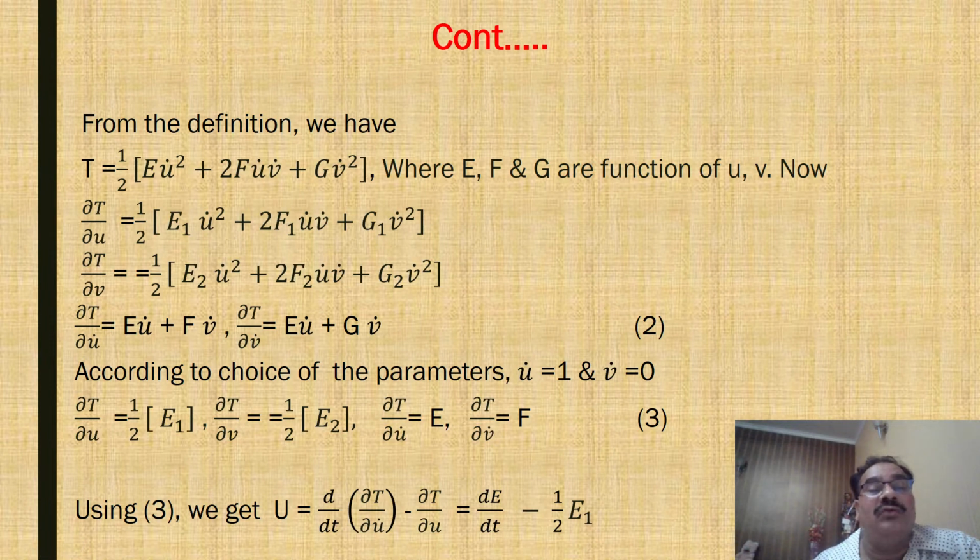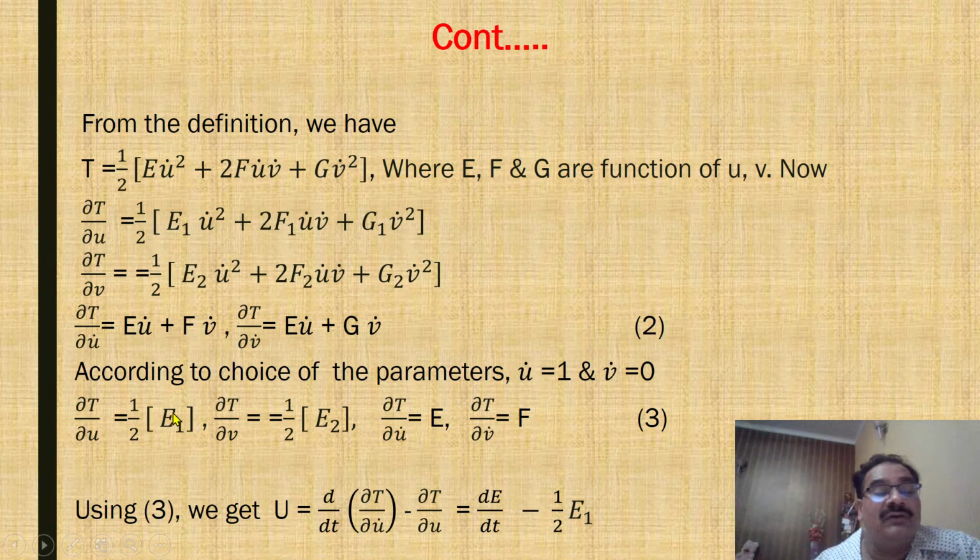So ∂T/∂u is half of E1 u dot square plus twice F1 u dot v dot plus G1 v dot square. ∂T/∂v is half of E2 u dot square plus twice F2 u dot v dot plus G2 v dot square. ∂T/∂u dot means E u dot plus F v dot, and ∂T/∂v dot is F u dot plus G v dot, because the 2 times will be cancelled out. Now according to the choice of the parameter, u dot is 1 and v dot is 0.